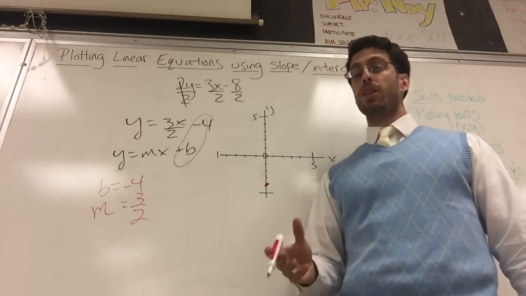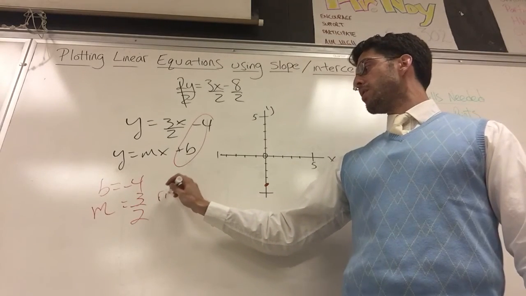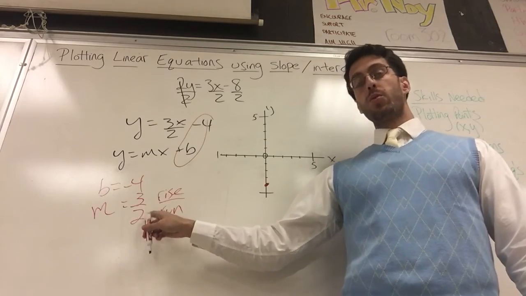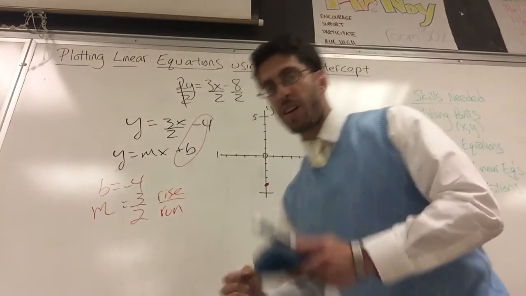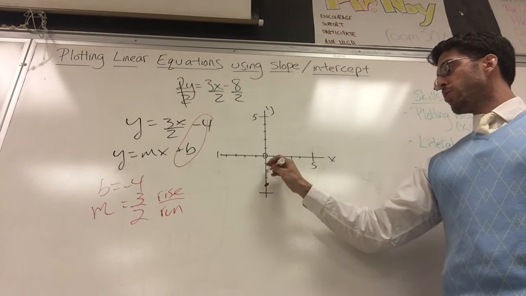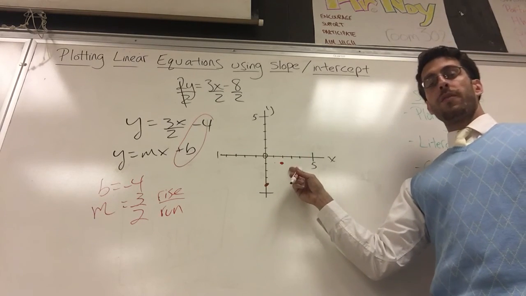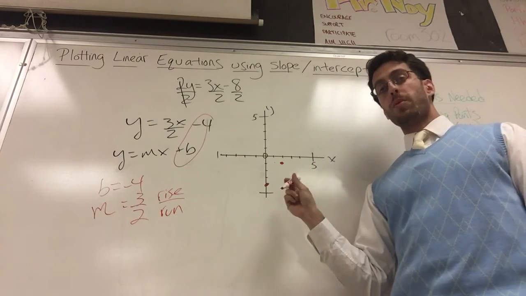And that's even better because I taught you that it's rise over run. So I rise 3 and then I run 2. Rise, then run. So I'm going to rise 3. 1, 2, 3. Run 2. 1, 2. I'm here. For this, you should have graph paper. You'll see it perfectly.